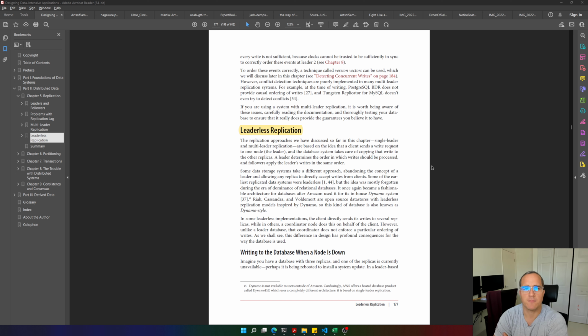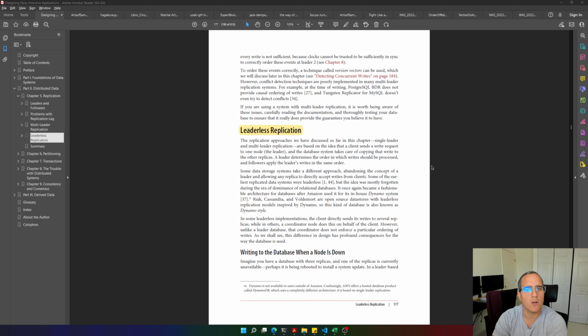See chapter 8. To order these events correctly, a technique called version vectors can be used, which will be discussed later in this chapter. See detecting concurrent writes on page 184. However, conflict detection techniques are poorly implemented in many multi-leader replication systems. For example, at the time of writing, PostgreSQL BDR does not provide causal ordering of writes, and Tungsten Replicator for MySQL doesn't even try to detect conflicts.